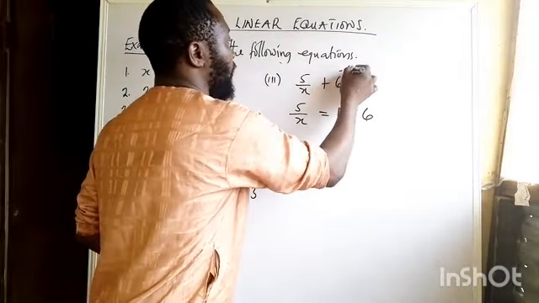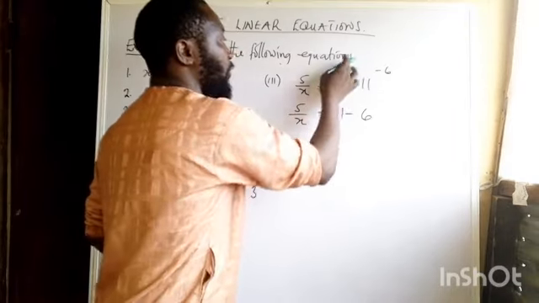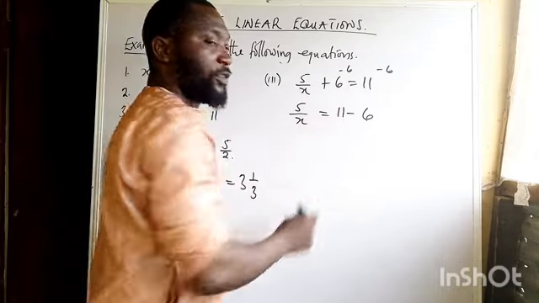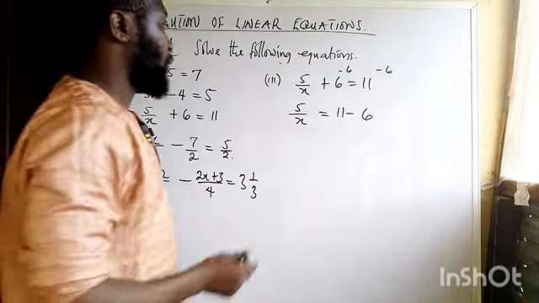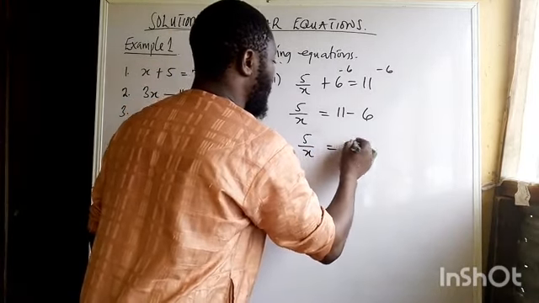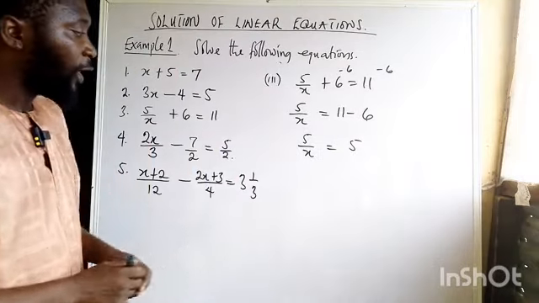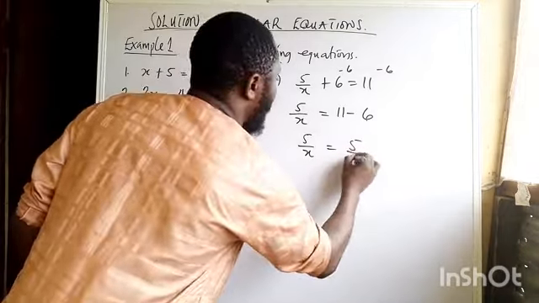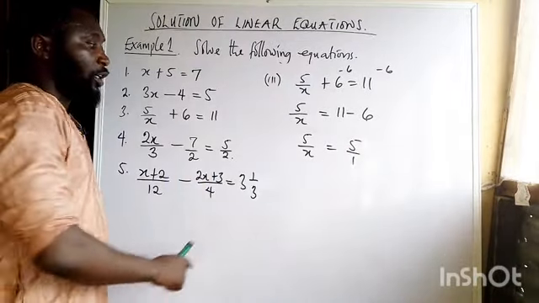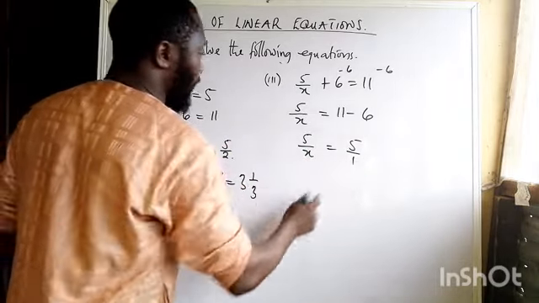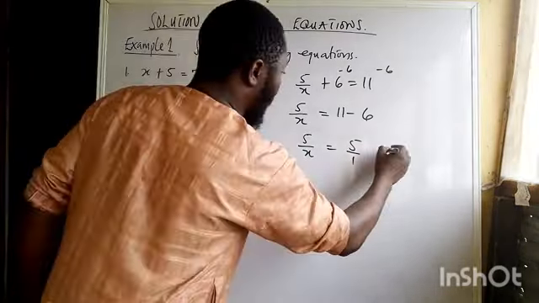When you take 6 from here, you take 6 from here. This will give us 0, so you have this. Take 6 from here, you have 11 minus 6. From here, we have 5 over x equals 11 minus 6, which is 5. Now, you have a fraction, as I said earlier. So this 5 is the same thing as 5 over 1. The LCM here is x. So LCM equals x.